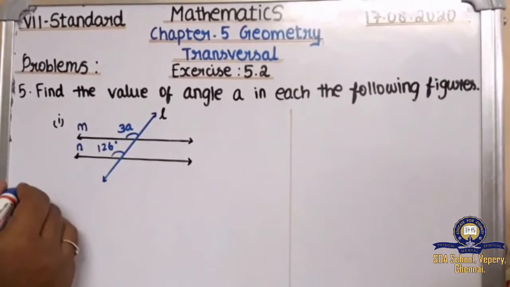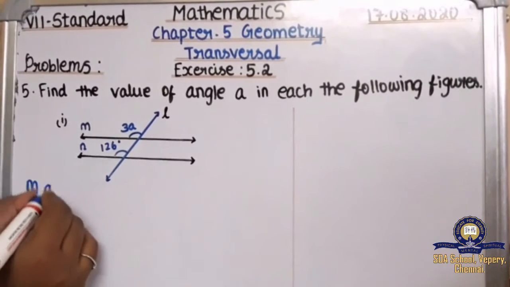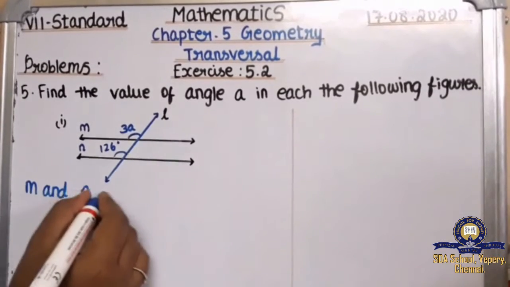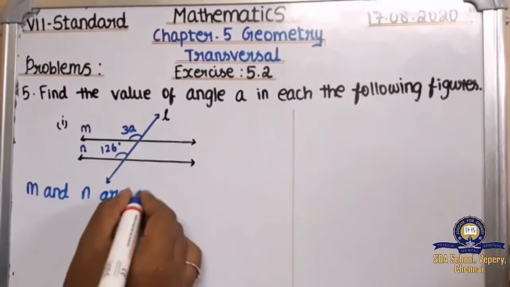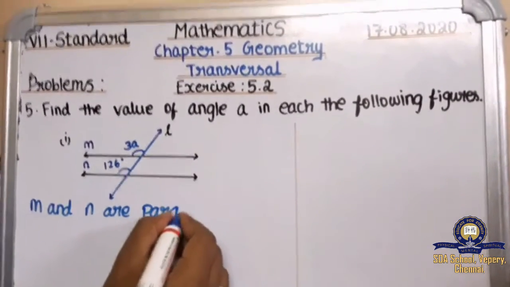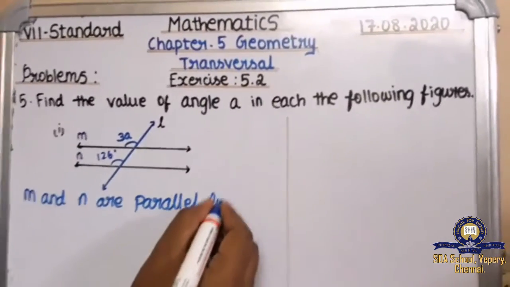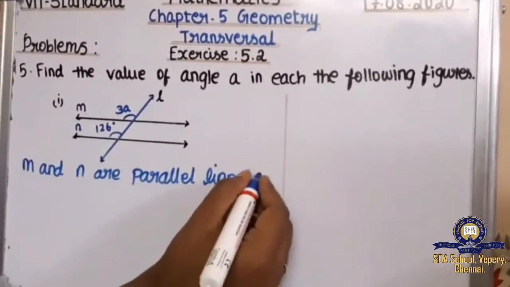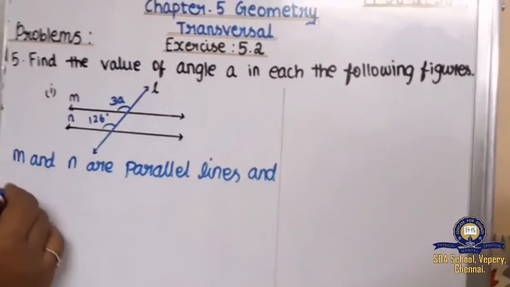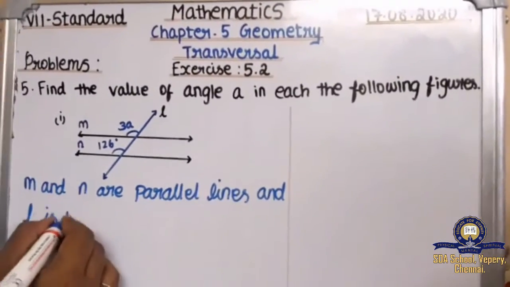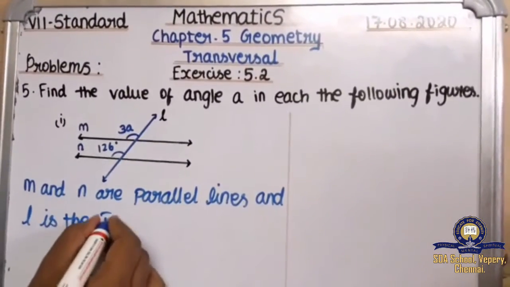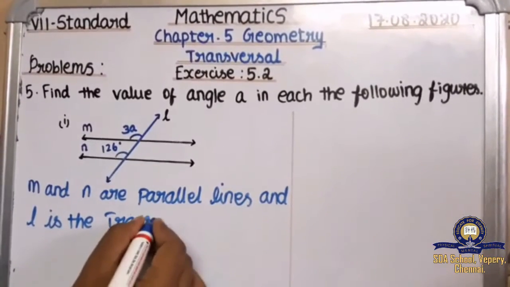Therefore, we can write the first point as: M and N are parallel lines and L is the transversal.